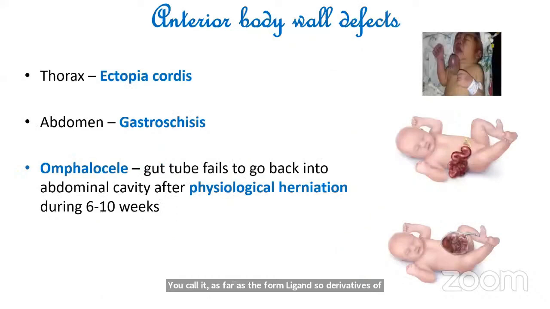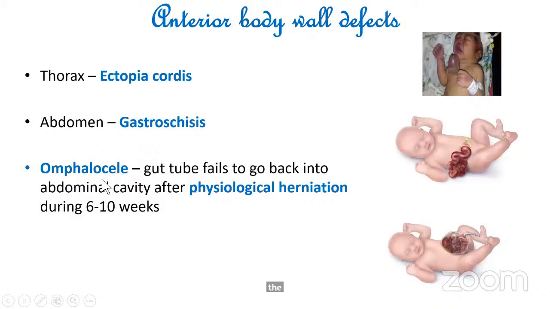Now coming to the anterior body wall defects. This is again a favorite question. If you get a defect in the thorax, you call it ectopia cordis. When you get a defect in the abdomen, you call it gastroschisis. And sometimes after a physiological herniation, the gut tube will fail to go back into the abdominal cavity. That is omphalocele. Gastroschisis and omphalocele might be mistaken. The difference is omphalocele is covered by a membrane, whereas in gastroschisis the entire contents just lie outside.